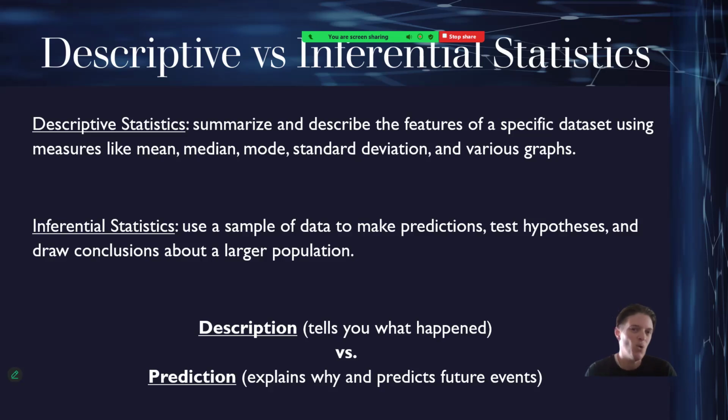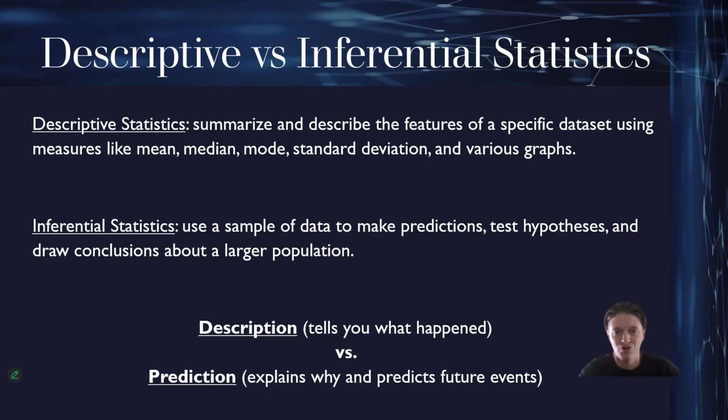So one way to remember the difference between these two: descriptive statistics describe, right? The name is describing in itself. They tell you what happened, versus inferential statistics predict. They explain why and predict future events. So that is a key difference between the two, and we'll focus on a little bit of both, but something to remember. Descriptive versus inferential.